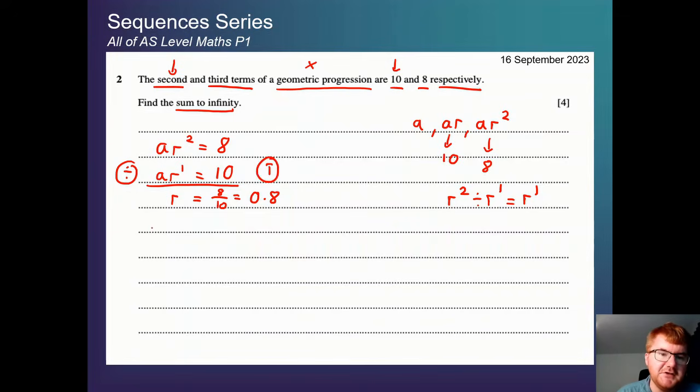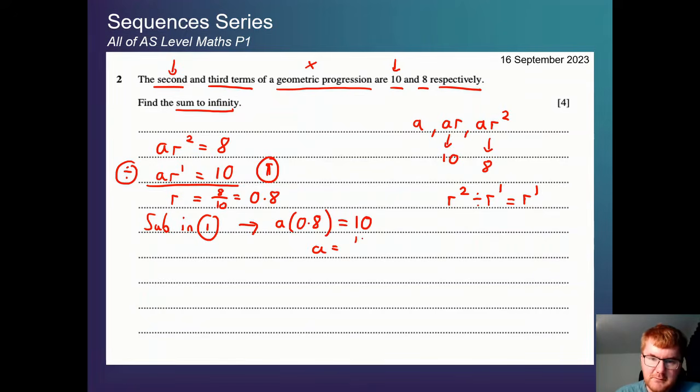So we're going to substitute into the easiest equation here. So substitute into 1. So wherever I see an R here, I'm going to put a 0.8. So we get A times 0.8 is equal to 10. Therefore, A is equal to 10 divided by 0.8. Again, if you don't like that mental maths, we can always pop this into the calculator. That's going to give you 12.5.